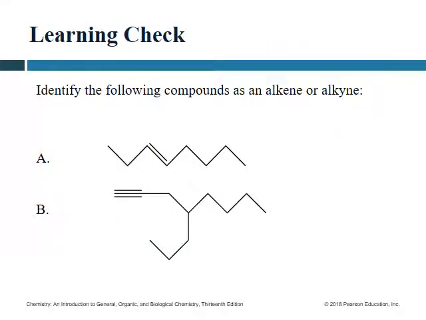So for instance, the simplest question could be: identify the following compounds as alkene or alkyne. So A is alkene because it has a double bond, and B is alkyne because this is the triple bond. Okay, perfect. So one thing that you would see here, the triple bond is always drawn in a straight line. Okay, because whenever we draw a triple bond, that would make the molecule linear. The bond angle is going to be 180 degrees.